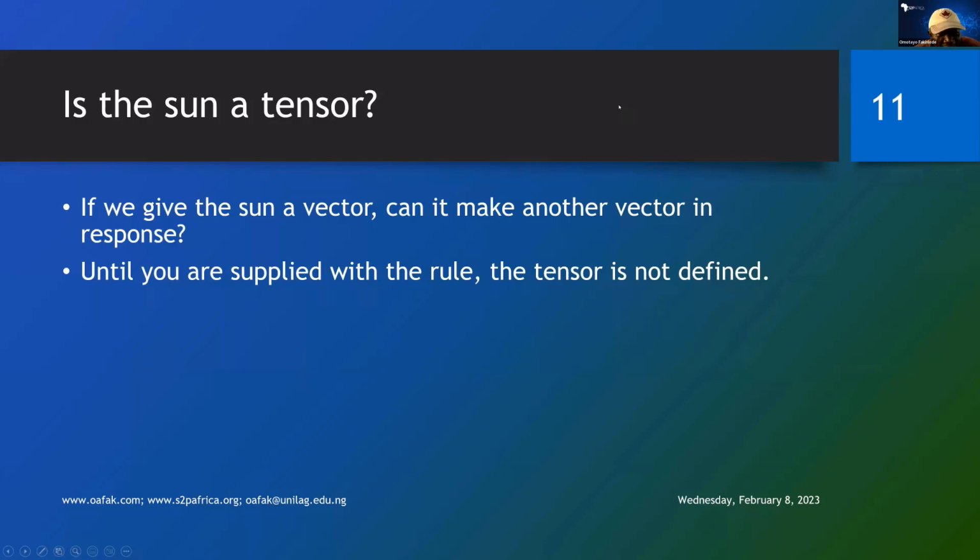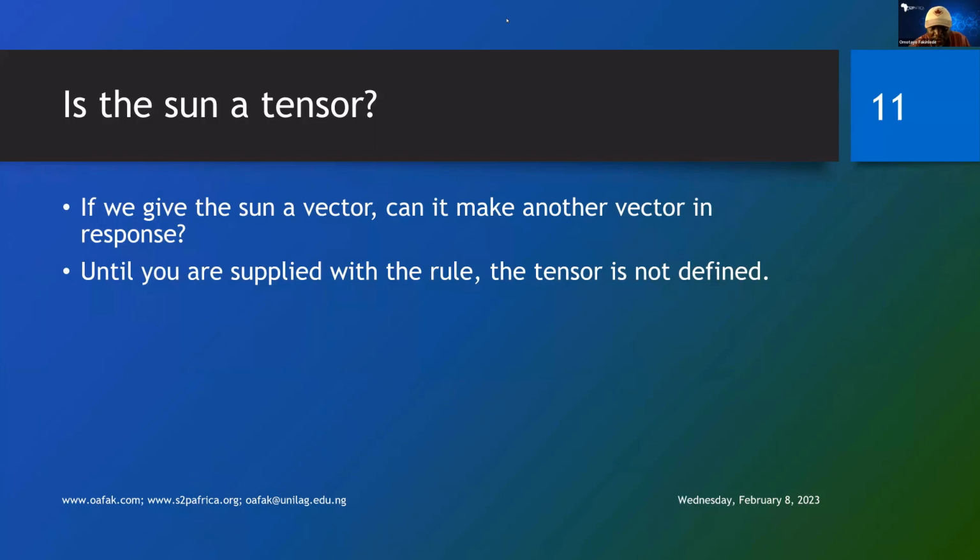Now, if we give the sun a vector, how can you give the sun a vector? I want to see whether you can tell me how I can give the sun a vector. How can I do that? Well, since nobody seems to be making progress on that, let me tell you how we can give the sun a vector.